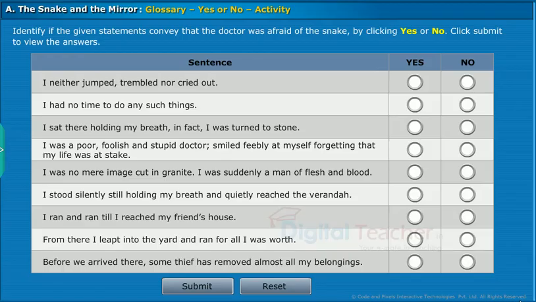Identify if the given statements convey that the doctor was afraid of the snake by clicking yes or no. Click Submit to view the answers.